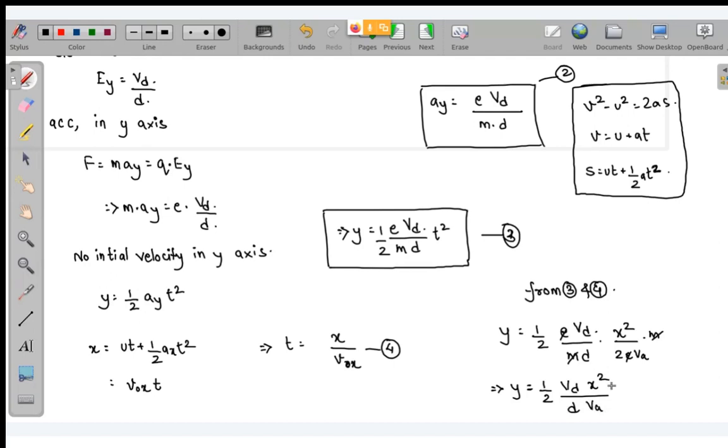Tell me, is this clear? It should be 1 by 4. Y equals 1 by 4 instead of half, because we have the 2 also. So there is a 2 also, so it is 1 by 4. Okay, tell me, is this clear?